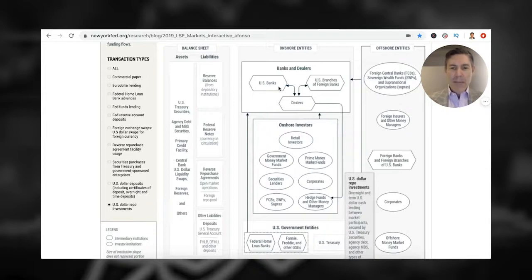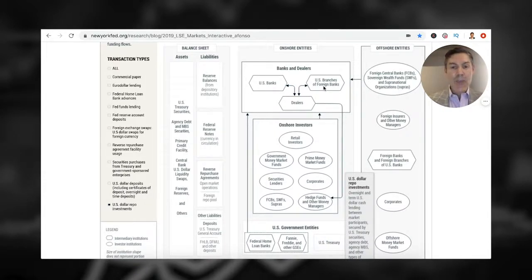So all the main banks are at the top. I personally like my drawing a lot better, but this is a little more professional. So all the banks and dealers are at the top, and then the financial institutions and hedge funds, the way I draw them up on the board, they're right here. And government entities, financial institutions like Fannie and Freddie down here. So they're all lending to one another, and they're lending to the hedge funds, and all of the investors are lending to the banks, and these offshore entities are lending into the repo market as well.